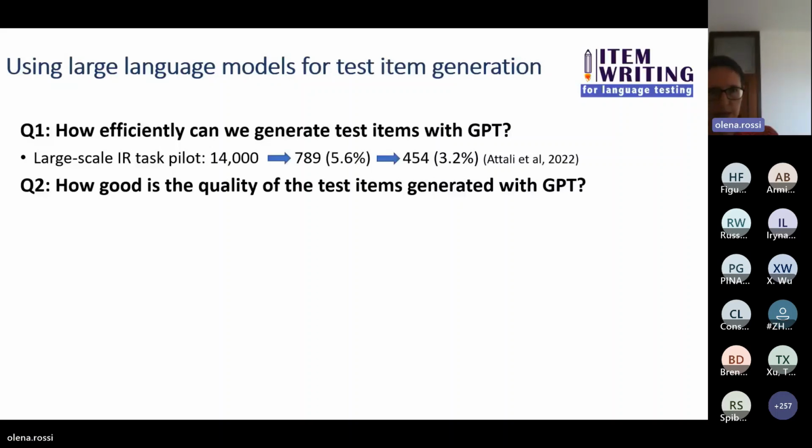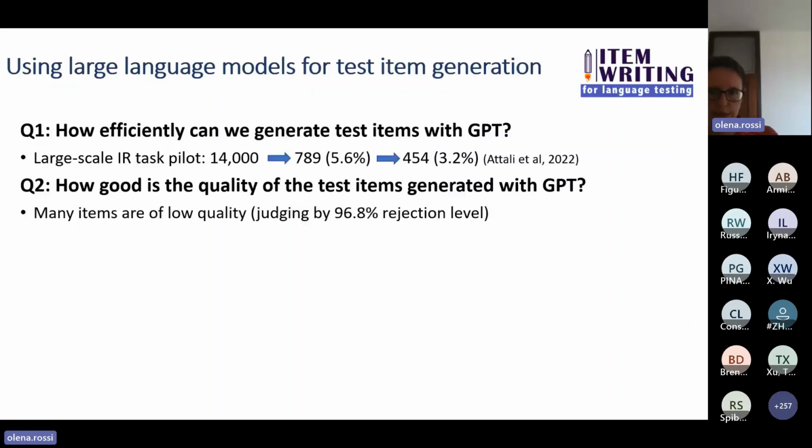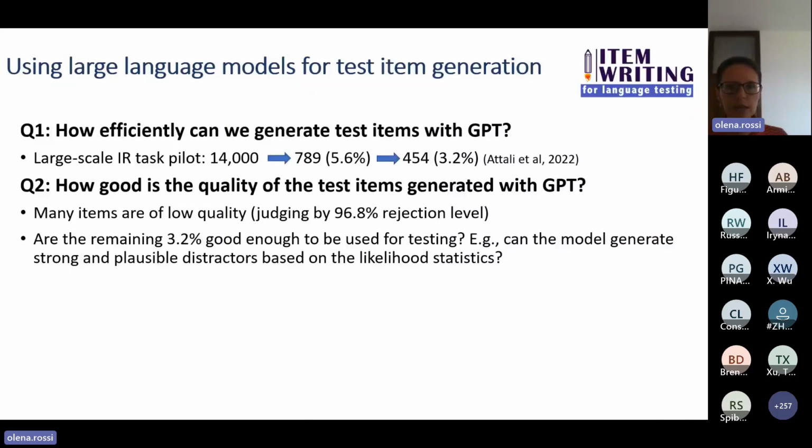From the above statistics, we can see that only a small percentage of items was deemed suitable for testing. So the majority of the items were not that good. But what I'm interested in, though, is whether the remaining 3.2%, as was in that study, are good enough to be used for testing. In other words, can GPT generate tasks that require no or very little editing, or do they still have to be edited by humans?